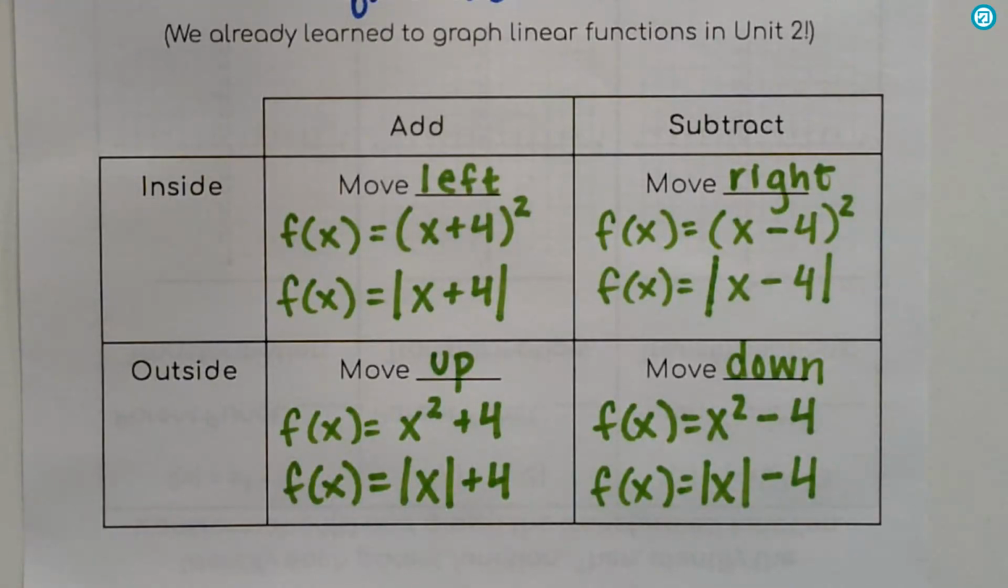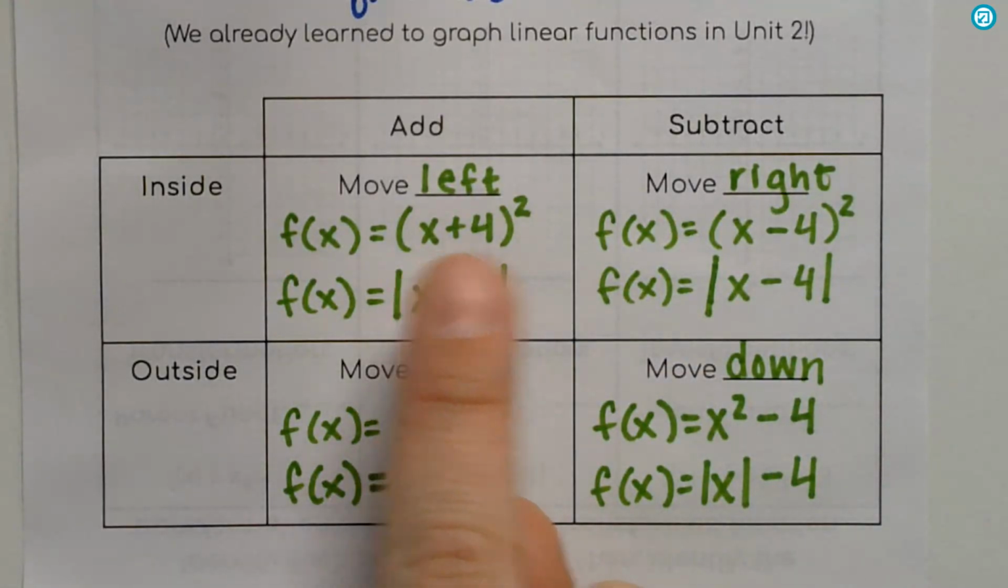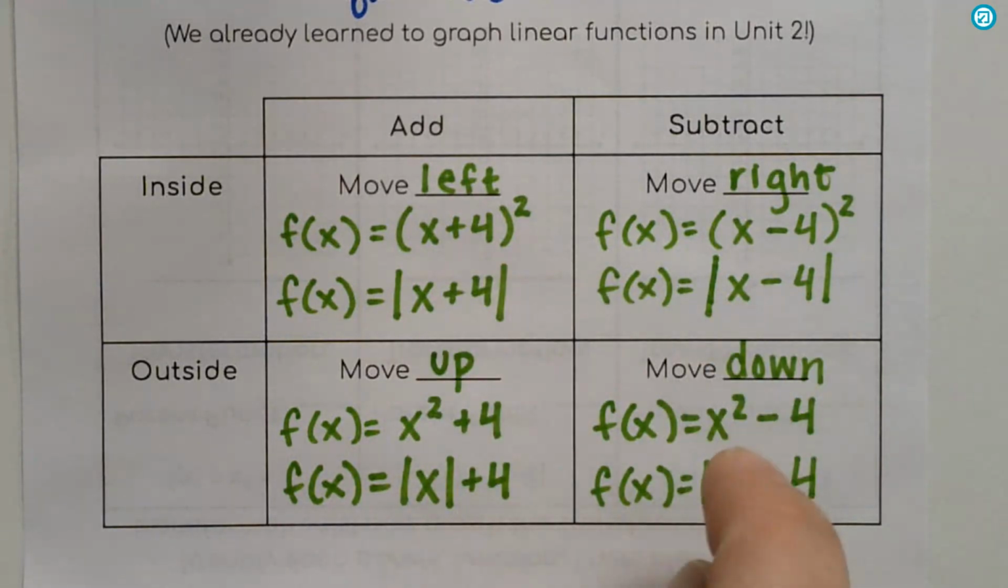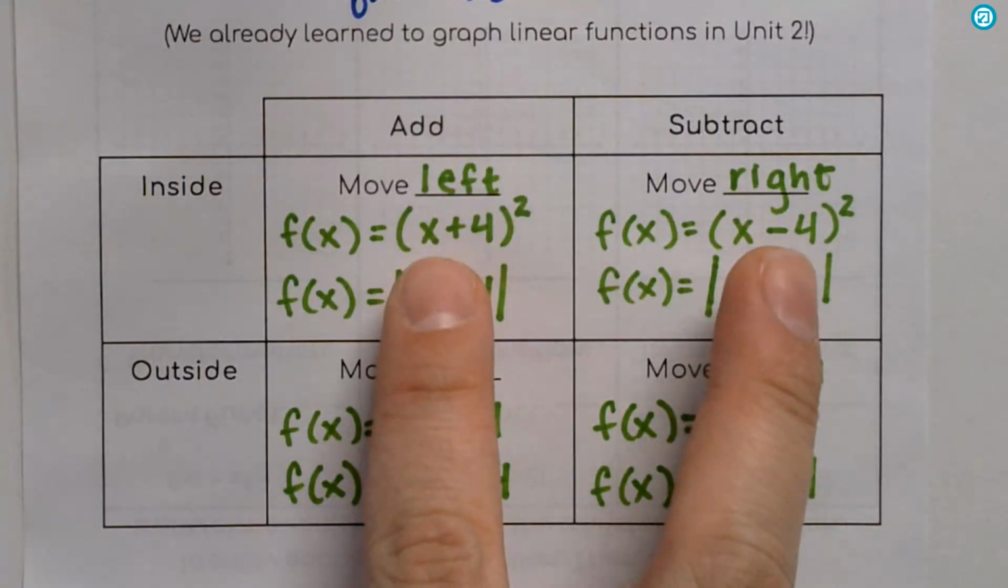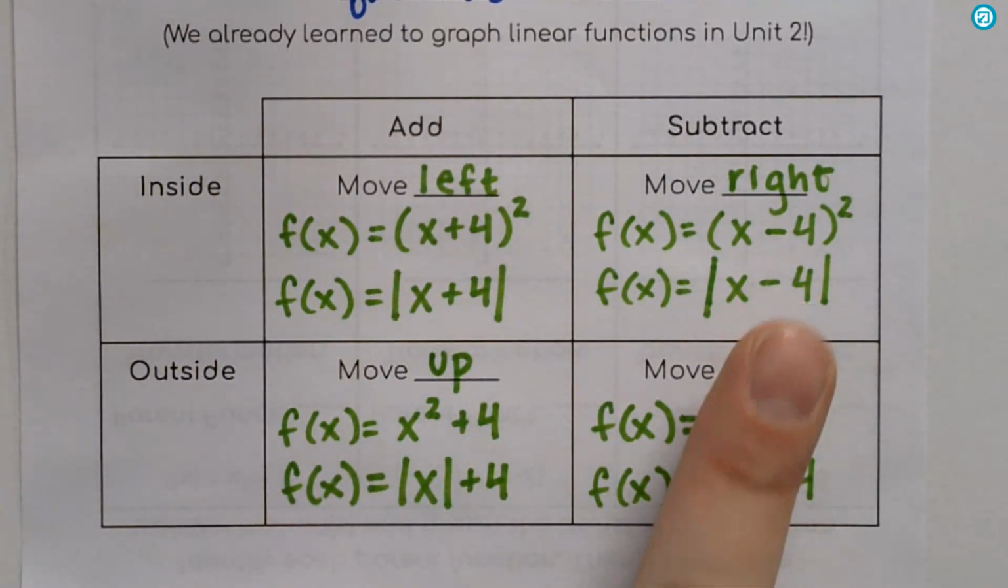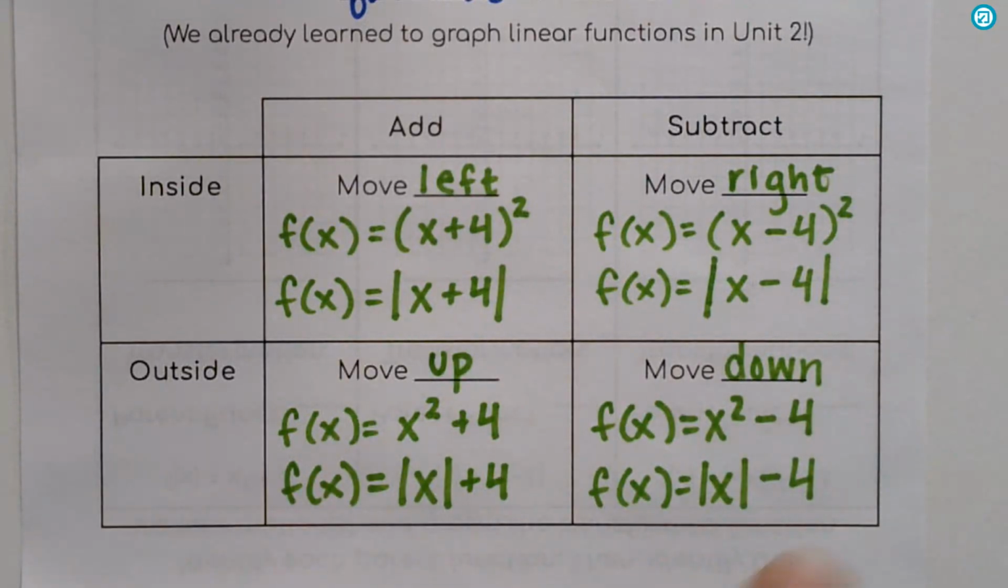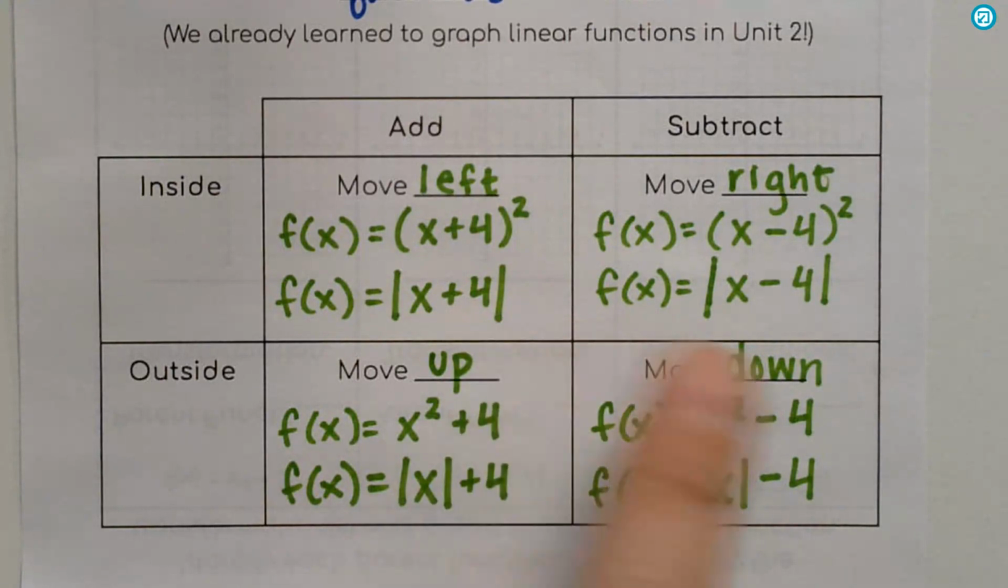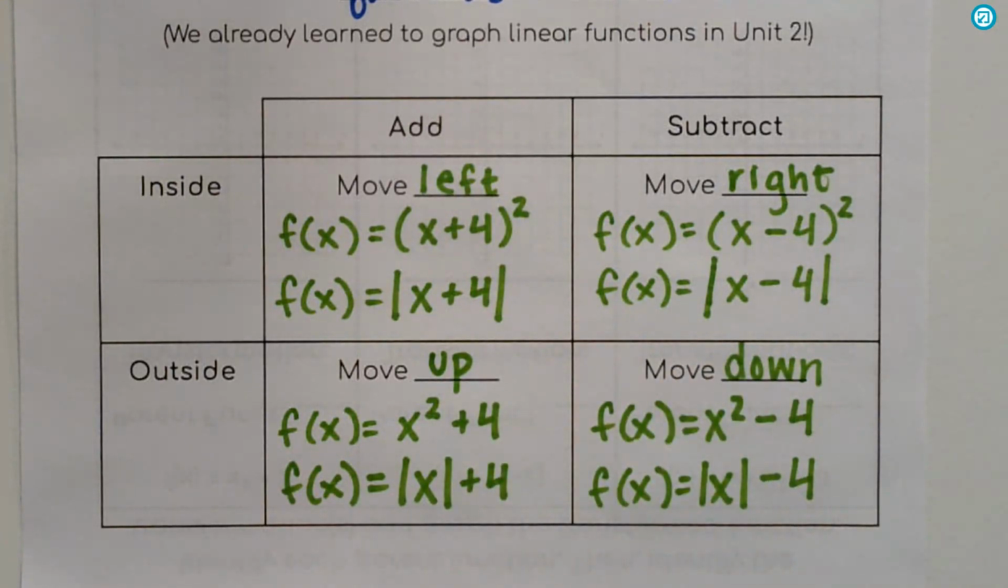Okay, so we have all of these different examples here, and you're going to look at them and be like, well, they're all just x squared with plus or minus a number. You have to pay really close attention. Inside versus outside, adding versus subtracting. That's going to take you to your 4 different directions, okay? You have to pay attention to where your operation's happening and whether it's adding or subtracting. Any questions right now?